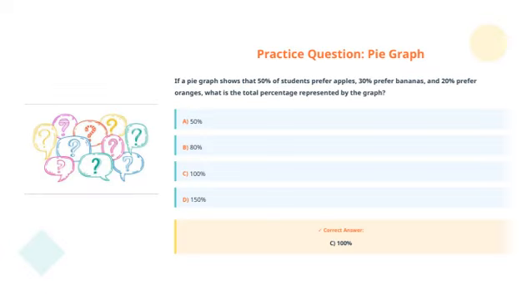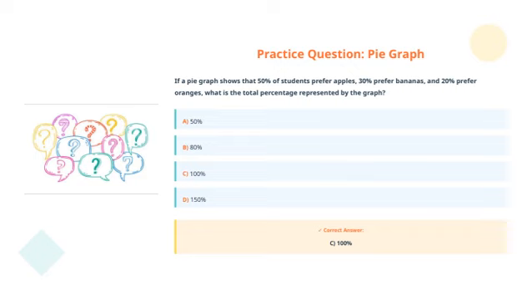All right, let's take a closer look at this practice question involving a pie graph. The question asks, if 50% of students prefer apples, 30% prefer bananas, and 20% prefer oranges, what is the total percentage represented by the graph? The key thing to remember here is that pie graphs are a visual way to show parts of a whole.